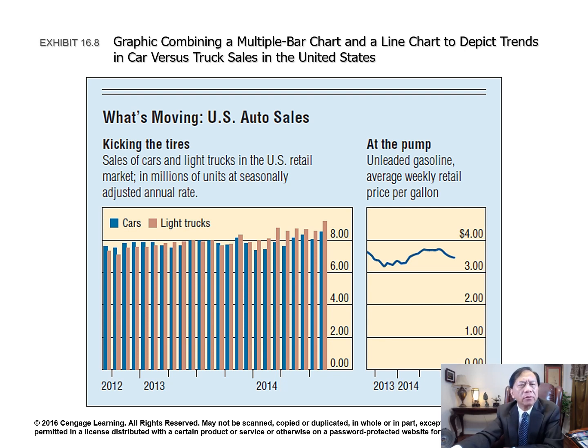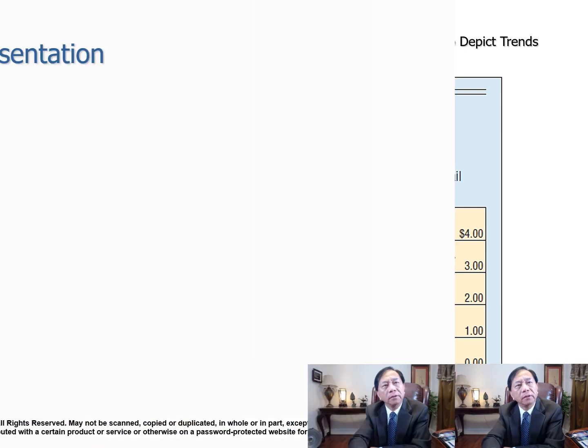Okay, this one shows the number of sales. That's 8 million units. So we're seeing over 8 million cars and over 8 million light trucks being sold. There's about 60 million total in this country every year. Okay.